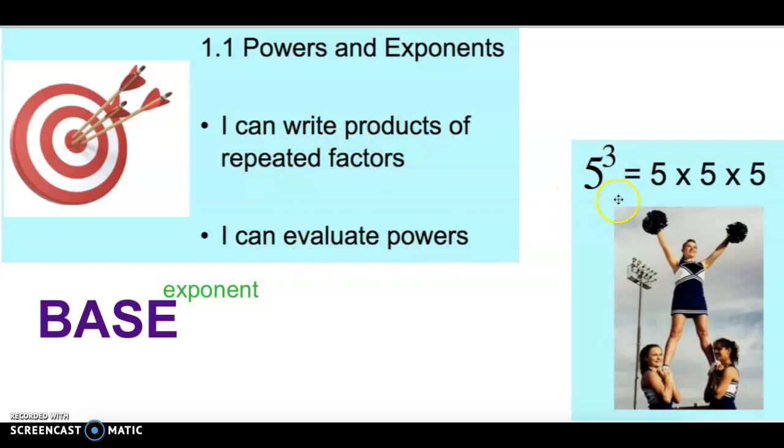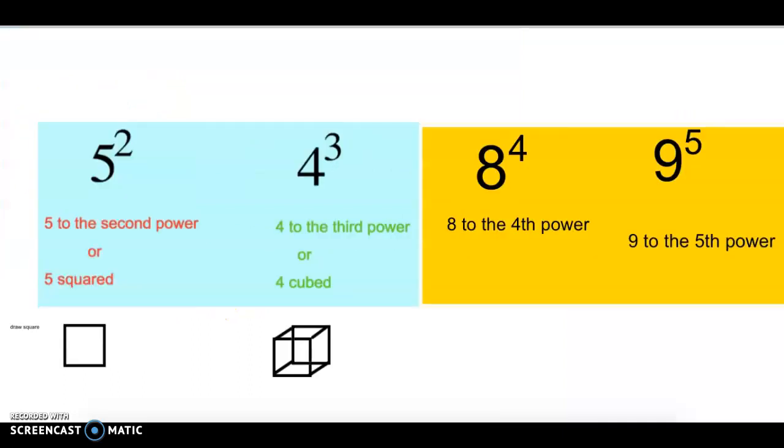So some of you have probably used exponents before. This is 5 to the 3rd power, and that means 5, which is the base, 3 times. So 5 times 5 times 5. And some of you may be cheerleaders. You can think of the base as being kind of the bottom or the big number. So base is the large number here, and then the exponent is usually written in a smaller way, and that's up here. So here's how you'll read those numbers.